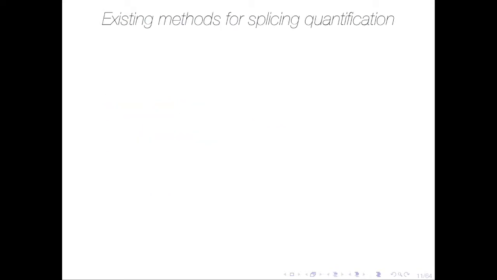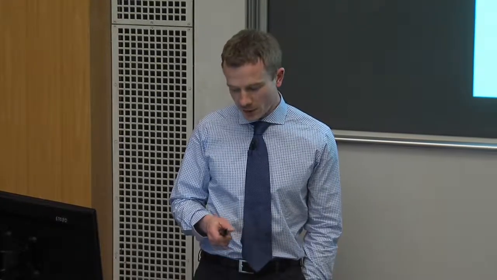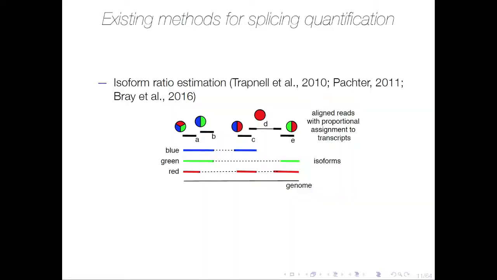So before I talk to you about our methods of splicing quantification, I need to tell you broadly what's been done in the past. Existing methods for splicing quantification fall into 2 main categories. The first are broadly known as isoform ratio estimation methods. These use a known set of gene isoforms. And this example I'm showing here is taken from a nice review paper by Lior Pachter from 2011.